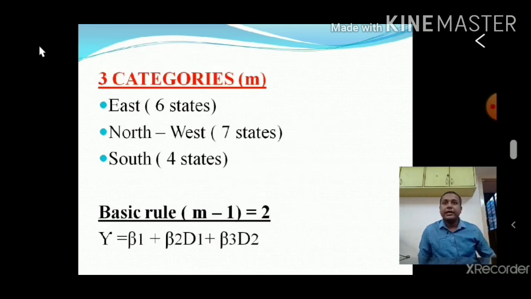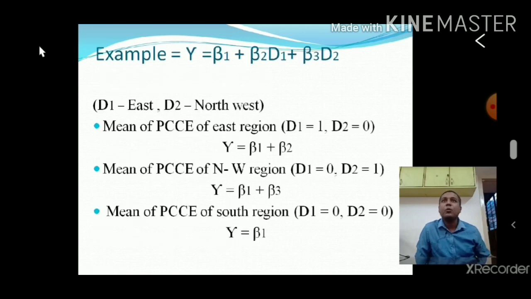Now, as I have already shown, this is a model for the dummy variable for our example. With this model, we will be running the regression function in SPSS. So y is equal to beta 1 plus beta 2 D1 plus beta 3 D2. The dummy variables are 2 because of the basic rule, m minus 1. Taking it as an example, y is equal to beta 1 plus beta 2 dummy variable 1 plus beta 3 dummy variable 2.